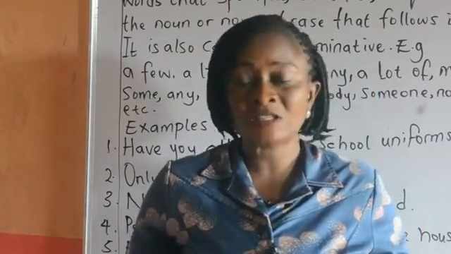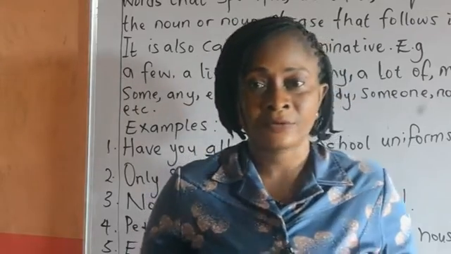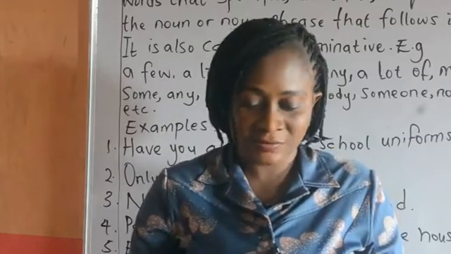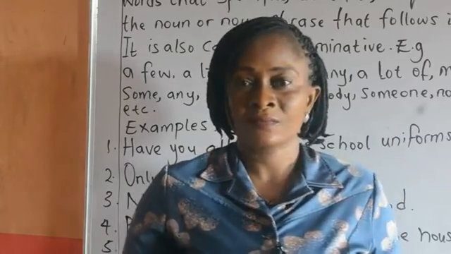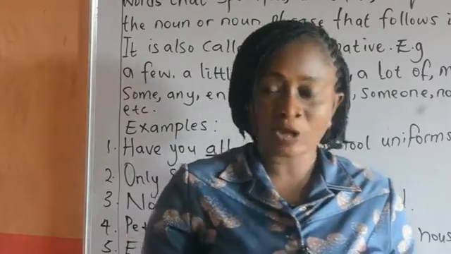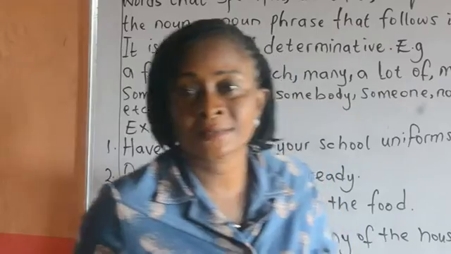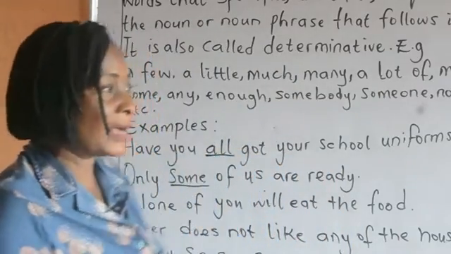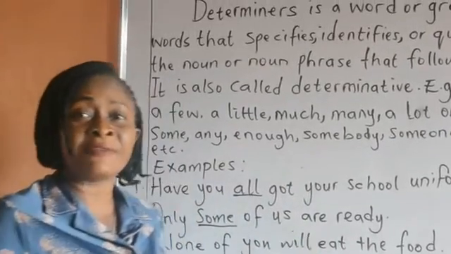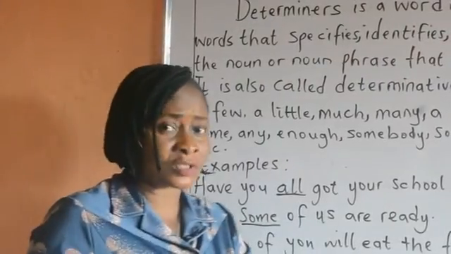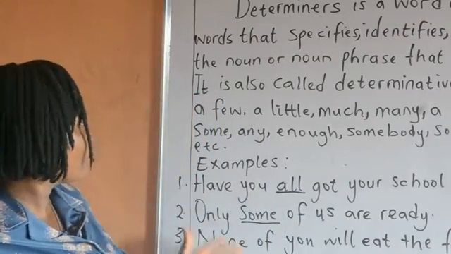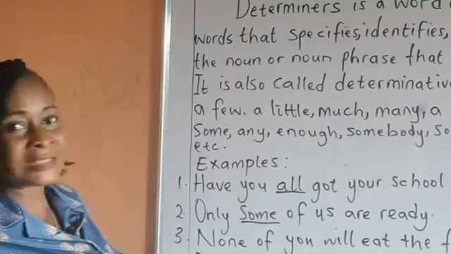The last but not the least is the interrogative. Interrogative, from the word interrogation. Interrogative is questions. When you are asking somebody a question. So the example is which, what, where. So those are the different types of determinants with their various examples. Please, that one was just by the way. Make sure you take note of them. So let's move to what we have here. Let me quickly take it once more.